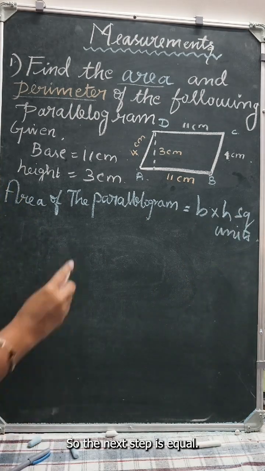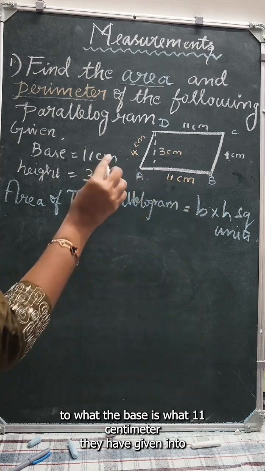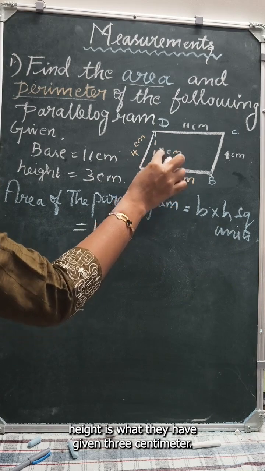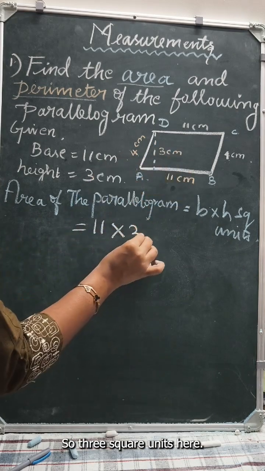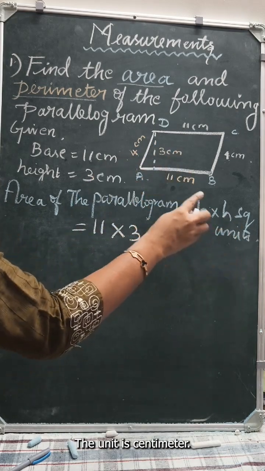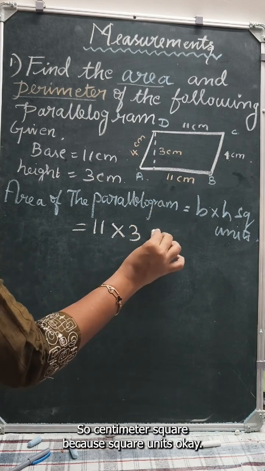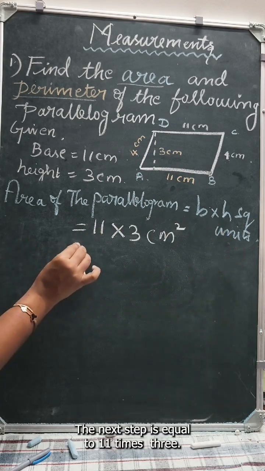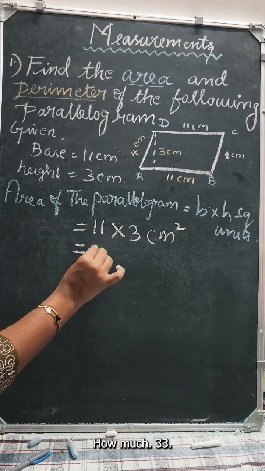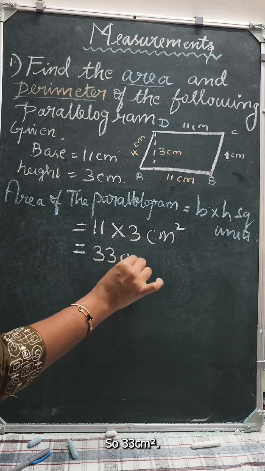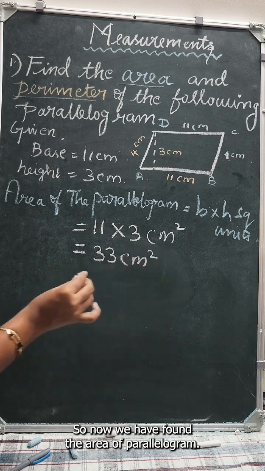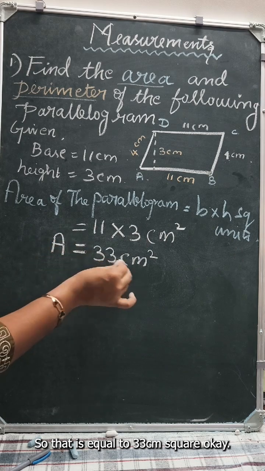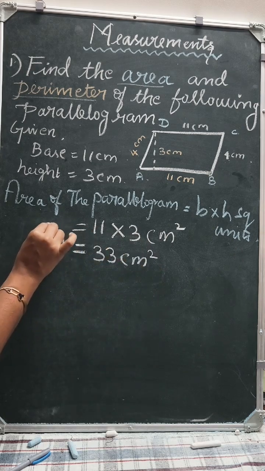So the next step is equal to base, 11 centimeter they have given, into height, 3 centimeter, right? Here the unit is centimeter, so centimeter square because square units, okay? The next step is 11 into 3, how much? 33. So 33 centimeter square. So now we have found the area of the parallelogram. A is equal to 33 centimeter square, okay?